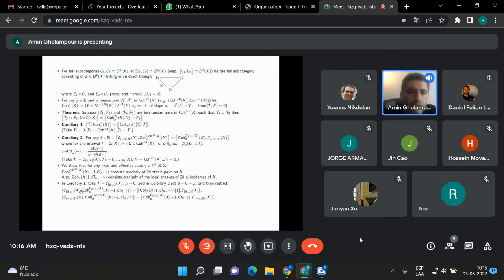So now, in corollary 1, if we take T to be this category and slope is 0, and in corollary 2, if we set b equal to 0 and mu equal to 0, and if you restrict to this -1, O_X, gamma data, then we get this relation among the objects that we are interested in. This one that you see here corresponds, as we said above, to ideal sheaves of two-dimensional subschemes. And this one in the second line corresponds to the stable pairs. And these two extra categories, or three, are the categories that play the role of relating these two.